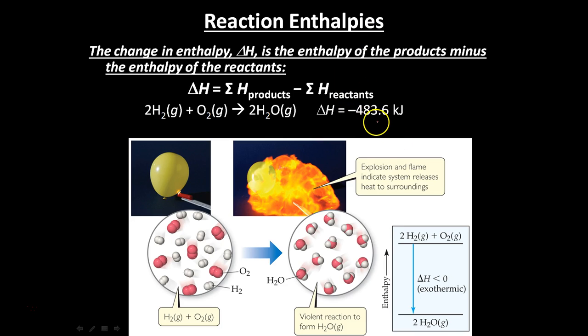It's 483.6 kilojoules per 2 moles of this and 1 mole of that. So what we see is that the internal energy of the reactants here is significantly less than the internal energy of the products. And all that energy that is released during the reaction in order to get down to this lower energy is given off as heat during the course of the reaction.